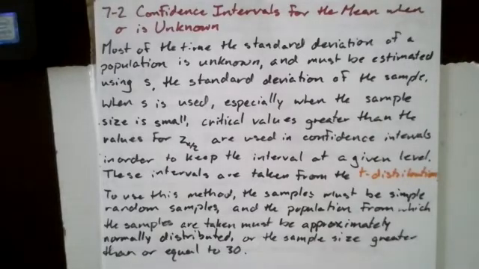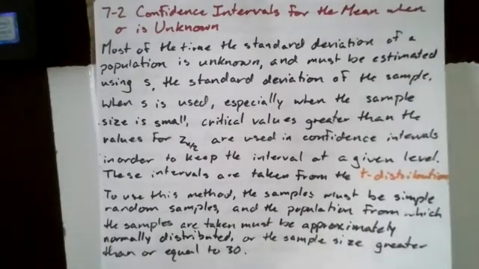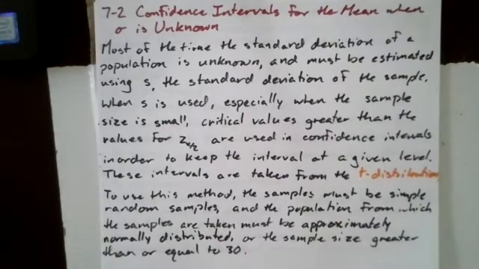To use this method, the samples must be simple random samples, and the population from which the samples are taken must be approximately normally distributed, or the sample size must be greater than or equal to 30.